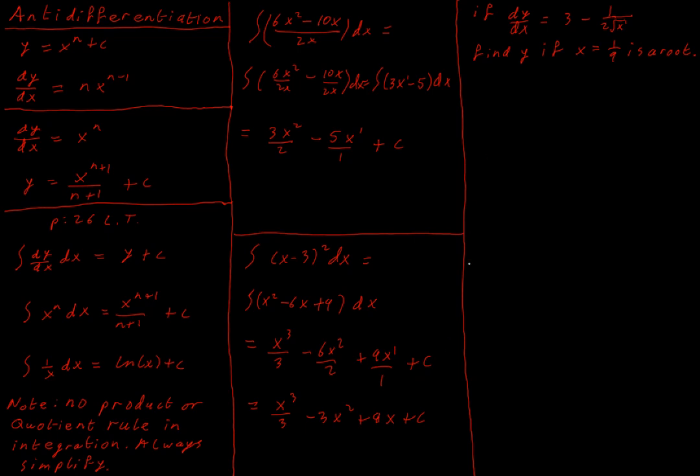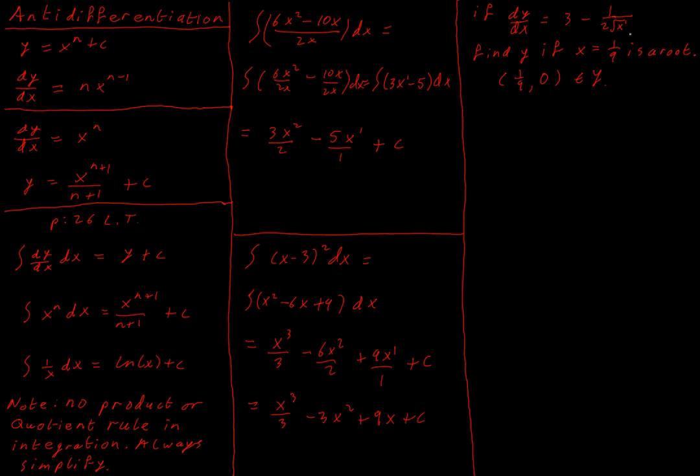Now, what happens if we are given enough information to get our value for c, our constant that we've been talking about? Well, we might get a question like this. If dy/dx is equal to this, find y if x is equal to a ninth is a root. So if x is equal to a ninth is a root, that means that the point (1/9, 0) is on the line y. So that gives us a point on the line, which is usually what we need for getting the value of c.